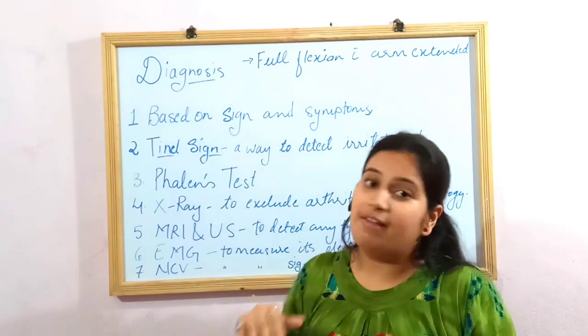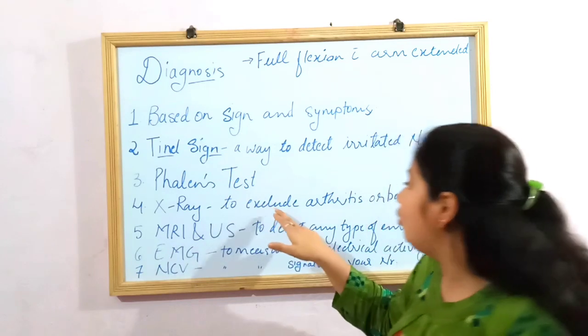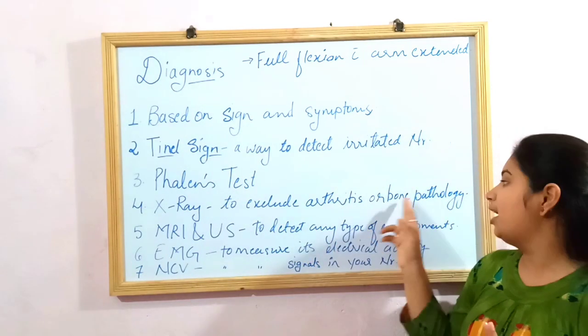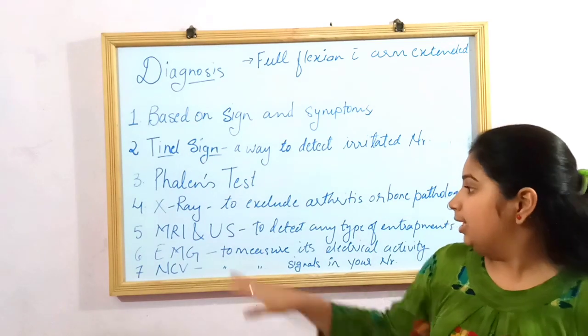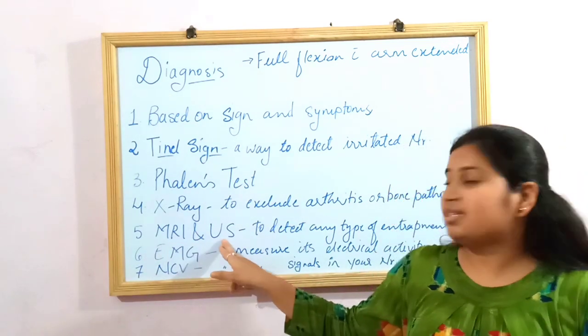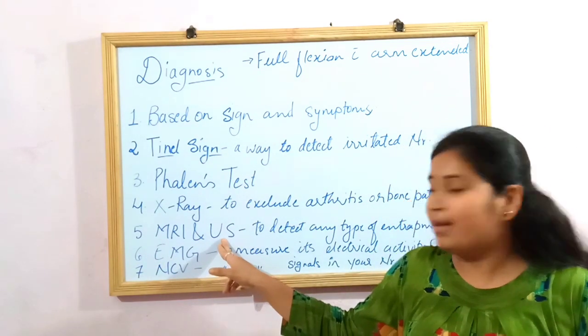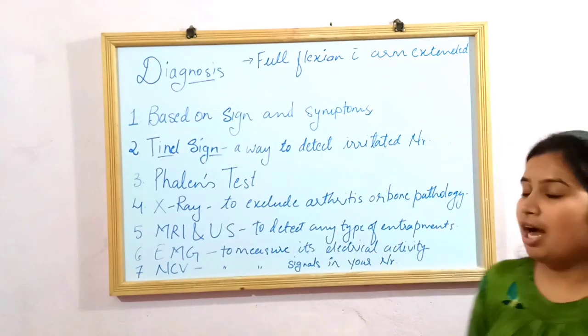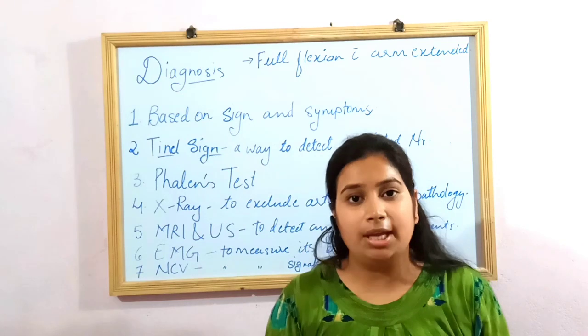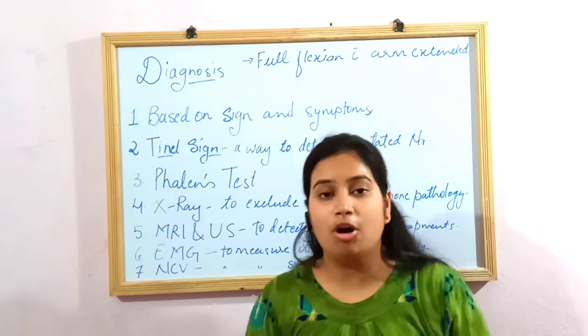Doctor might say you to have X-ray in order to exclude any type of arthritis or any bone pathology of the carpal bones. Next is MRI and ultrasound. This is an advanced form of the imaging test and is used to detect any type of entrapments. अगर कोई नर्व की कोई entrapment तो नहीं हो रही है, ये पता लगाने के लिए हम MRI और ultrasound करते हैं.